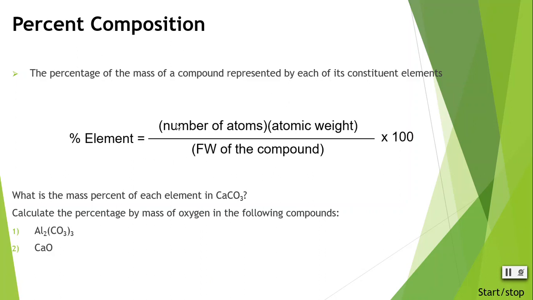where you take the number of atoms of the particular element of interest. You get that from the subscripts of the balanced chemical formula. Multiply it by the atomic weight of that element. Divide by the formula weight or the molar mass of the compound. And then take that division and multiply that answer by 100.